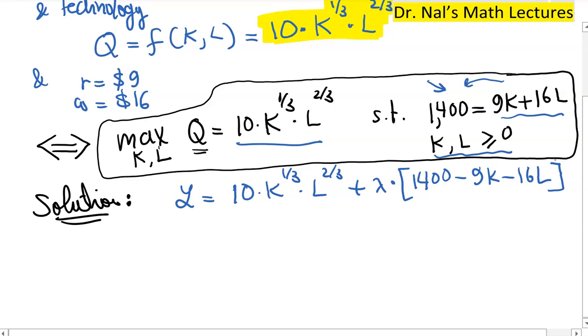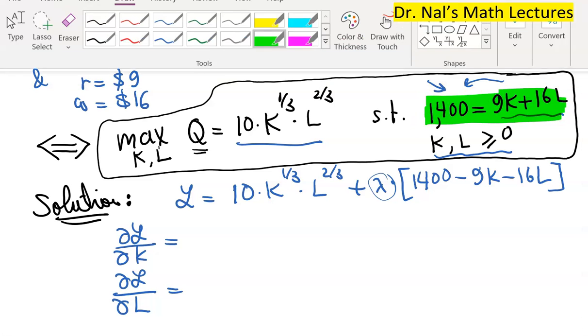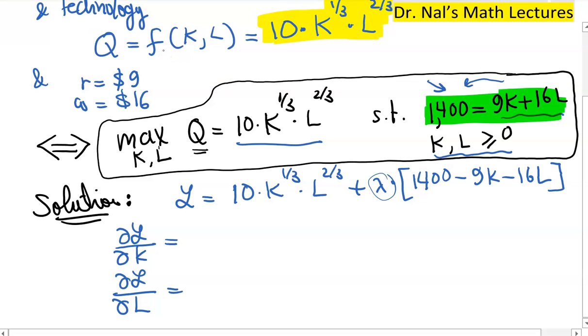Now we have business to do. We need to take the partial derivative of the Lagrangian with respect to the two inputs, as well as with respect to lambda. But it turns out that the third equation will directly be the constraint itself. Let me just highlight it. The constraint itself will become the third equation. So I don't really have to take the derivative, just two partial derivatives, basically. So take the partial derivatives and set them equal to 0.